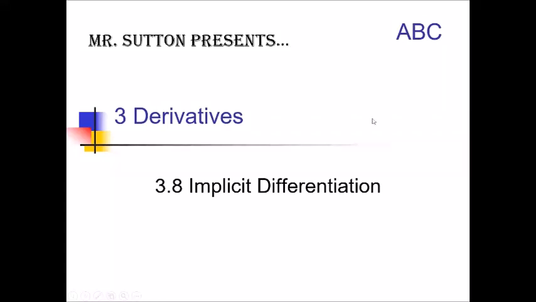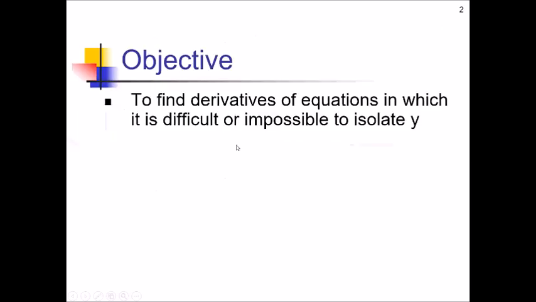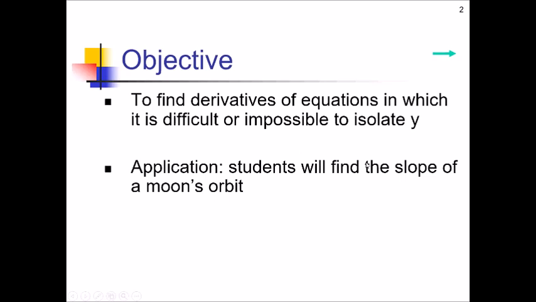Hello there, Mr. Sutton here, bringing you this AB Calculus 3.8 lesson on implicit differentiation. In this one, we will be finding derivatives of equations in which it is difficult or impossible to isolate y. And as a real-life application, we will figure out the slope of a moon's orbit.